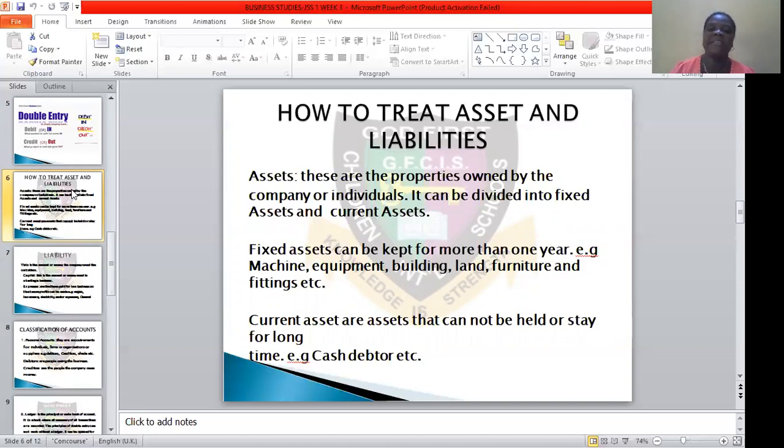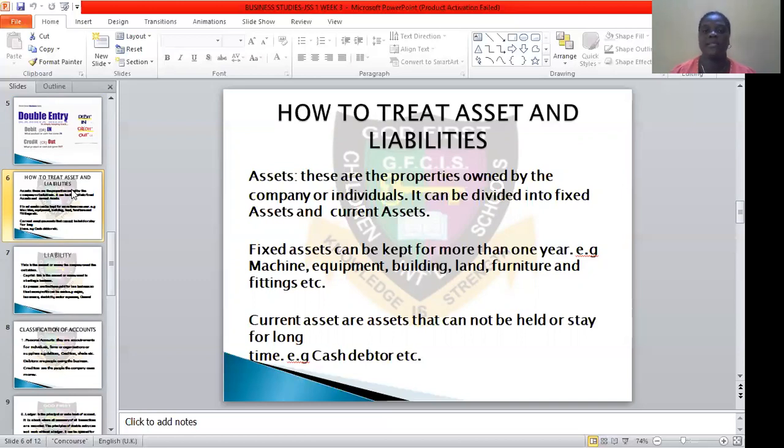The fixed assets are the immovable properties that are fixed. You can keep them for over a year. Some of them are not movable at all. Examples include the building, the machine, equipment. We have land as assets. We have furniture and fittings as assets.